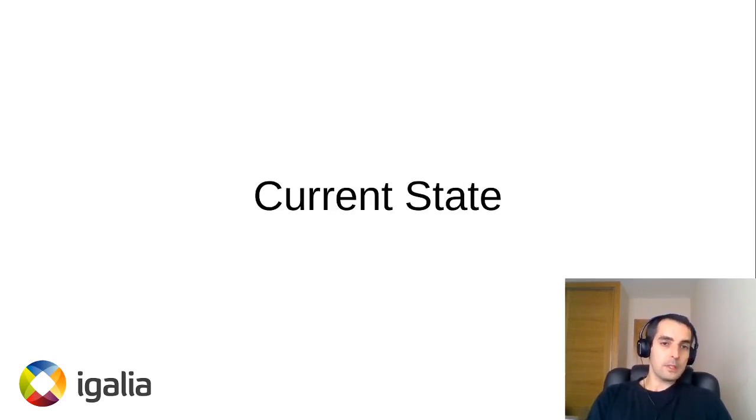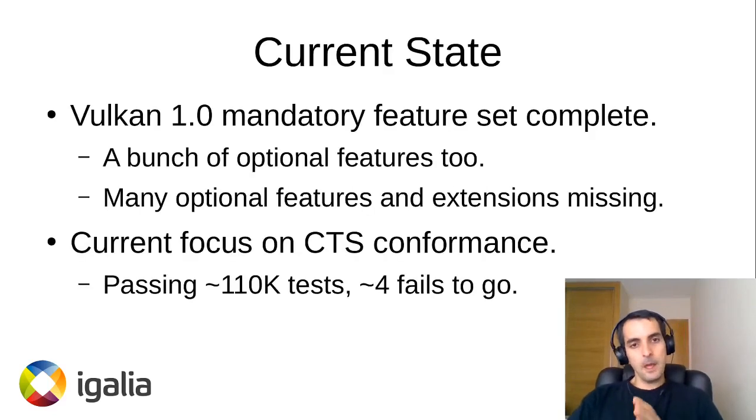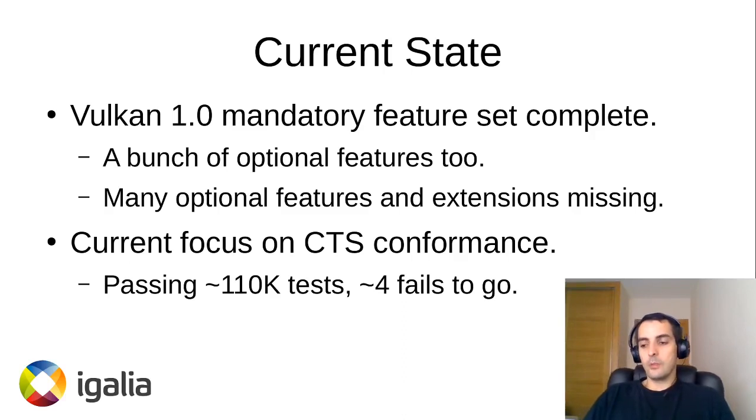So, the current state of the project. Right now, as I mentioned at the beginning of the presentation, our objective at the beginning of the project was getting Vulkan 1.0 complete, and we can say that we are fulfilling that. Right now, the mandatory feature set is complete. In addition to that, we are also supporting some optional features, mostly features that were easy enough to not consume too much time.